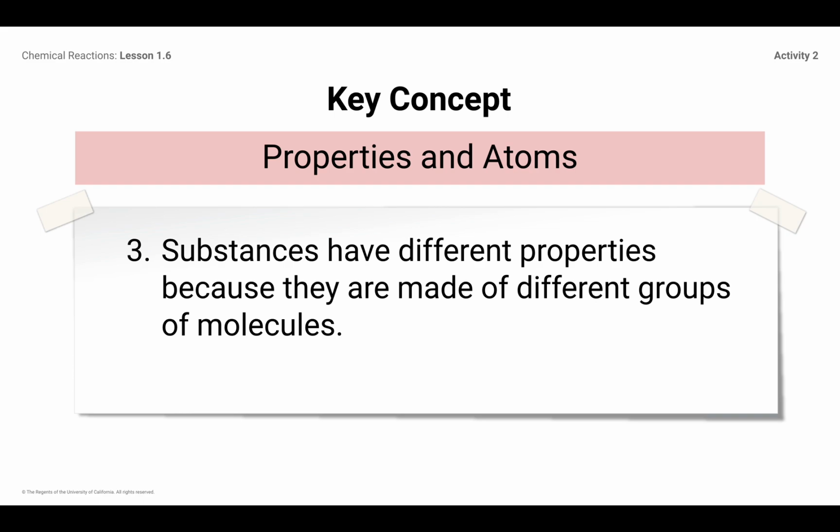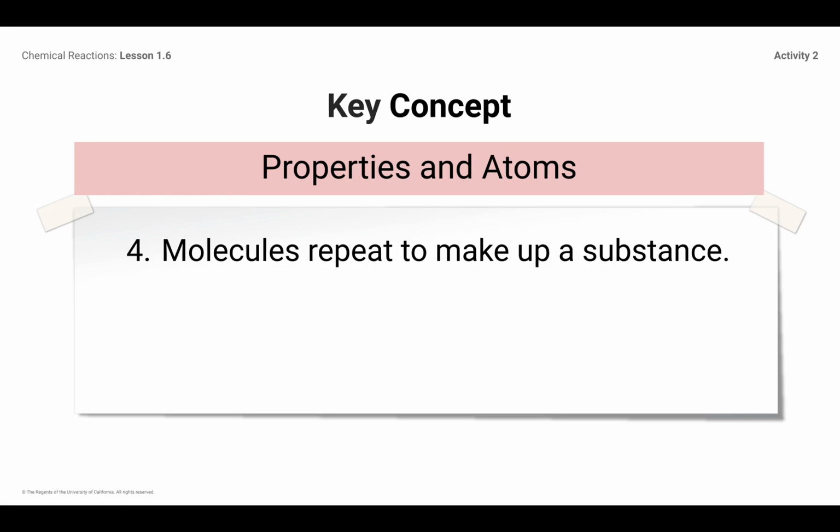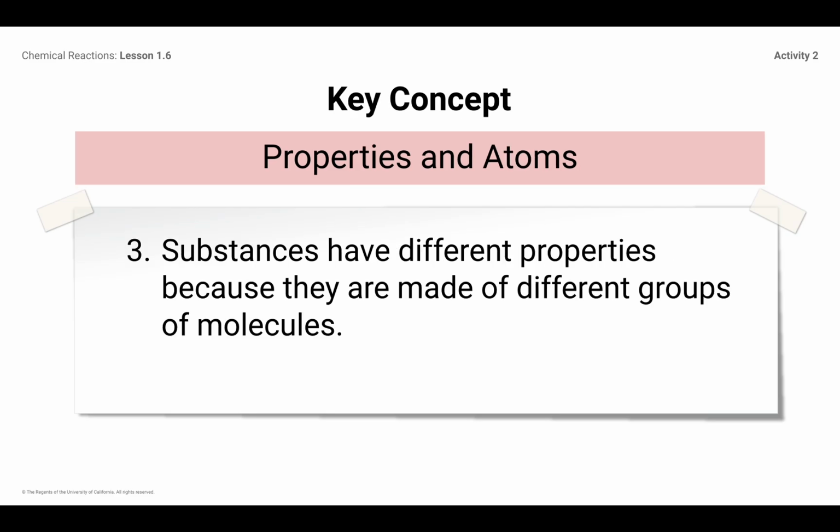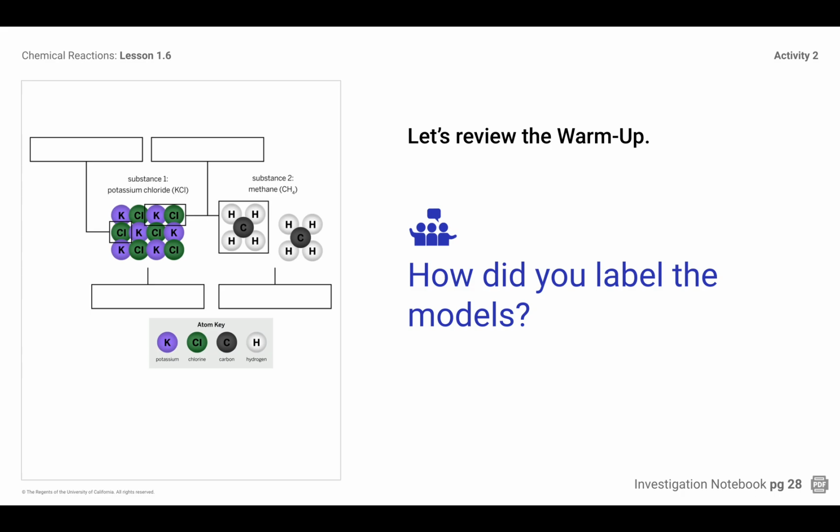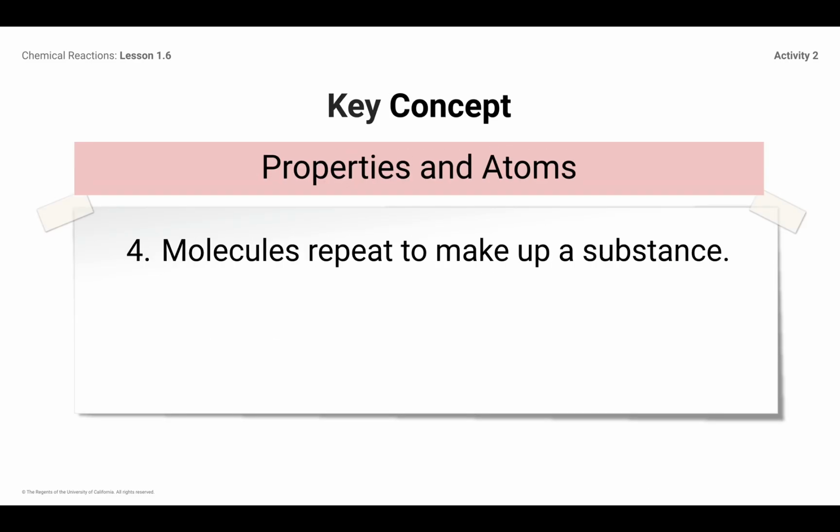So what the work that we did yesterday, we understand now that substances have different properties because they are made of different groups of molecules, different groups of atoms that are together. So that's key concept number 3. And then key concept number 4 is molecules repeat to make up a substance. Molecules repeat to make up a substance. And we see that in the warm-up activity, how those molecules, the two groups of atoms, so the potassium chloride and then the methane molecule, CH4, they repeat, and that's what makes up a substance.